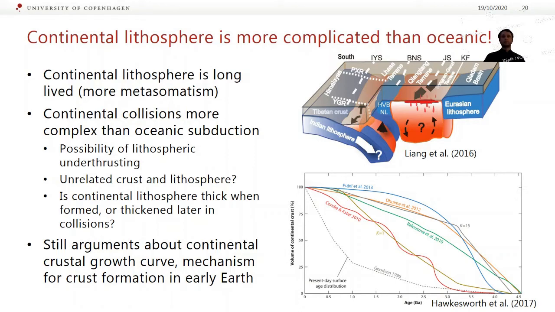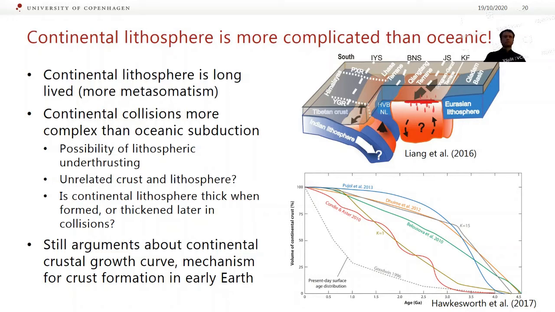Obviously, that complicates everything. There's also this issue of continental collisions being a lot more complex than oceanic subduction. So in the top diagram there is just a sort of schematic diagram of the Himalayan collision. So on the left, you can see the Indian lithosphere is thought to be thrust under Tibet. So you have this possibility that actually the crust might be completely unrelated to the lithosphere beneath it if you have this crustal underthrusting.